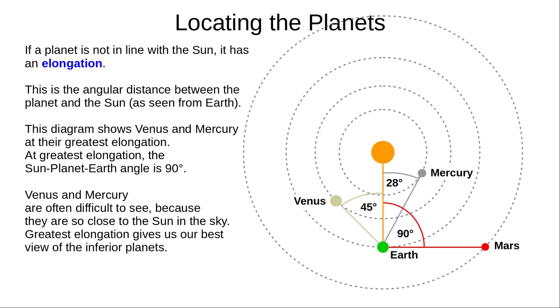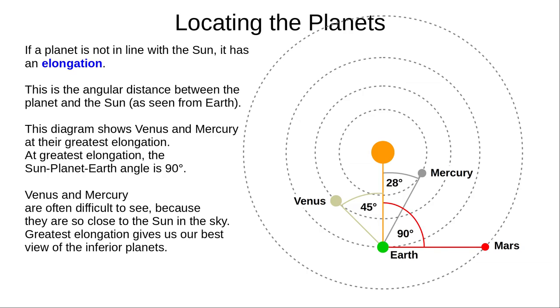Of course, most of the time, planets aren't in line with the Sun. They have an elongation, which is the angular distance between the planet and the Sun. In this diagram, we see Venus and Mercury at their greatest elongation. These planets can be hard to see as they're usually very close to the Sun in the sky. Greatest elongation gives us our best view of the inferior planets. Note that at greatest elongation, the Sun-Planet-Earth angle is 90 degrees.